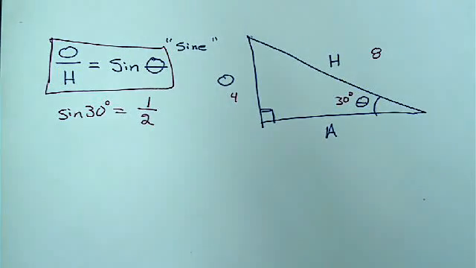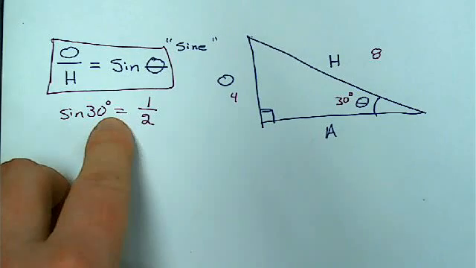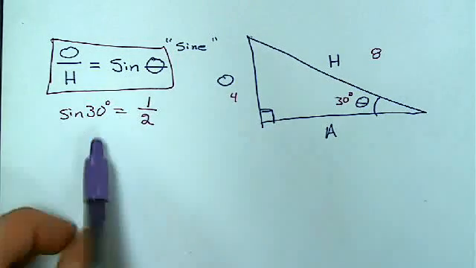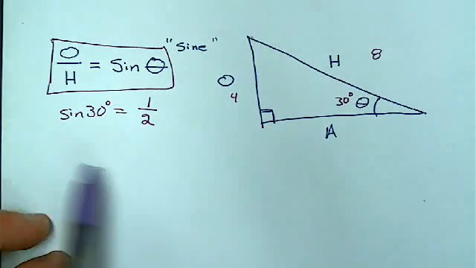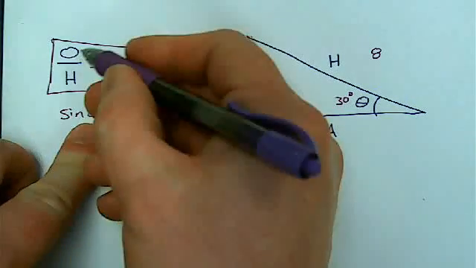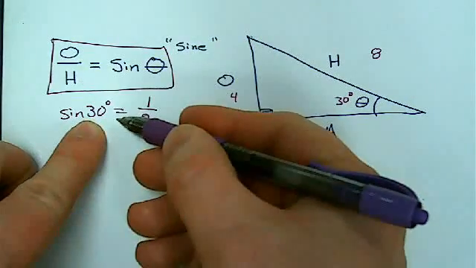Why, when you wrote sine 30 degrees, for 1 half? Yeah, you have to write sine for it. Yeah, 30 degrees is not equal to a half. It equals 30. But the ratio of the opposite to the hypotenuse at 30 degrees is a ratio of 1 to 2.